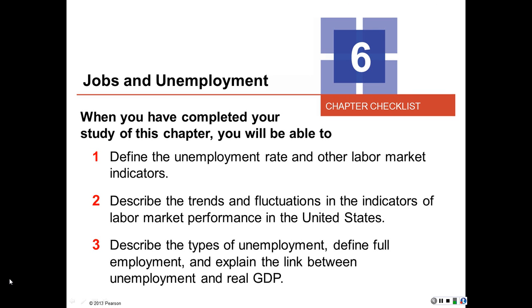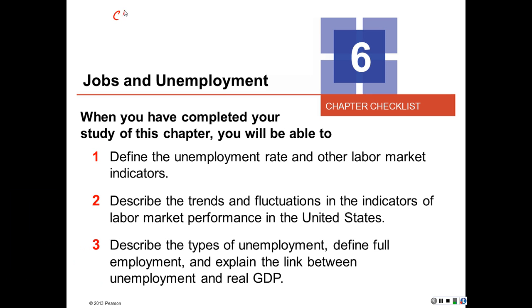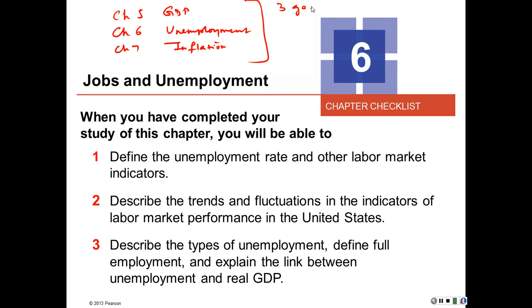Now, let me give you a sense of where we're going with chapters 5, 6, and 7. Chapter 5, which we have just completed, dealt with GDP, correct? Chapter 6 deals with unemployment. And chapter 7 deals with inflation. Now, these are all exceedingly important macroeconomic concepts. And they really relate to three goals. All economies have these three major goals.